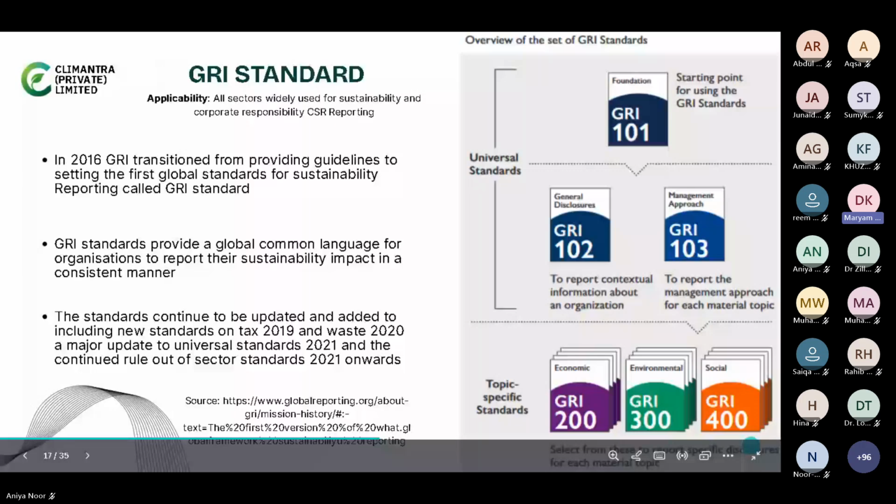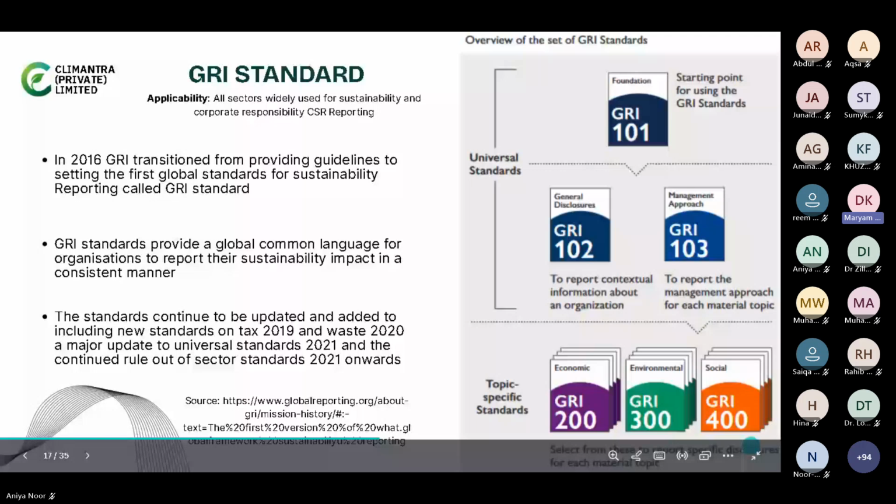Next is the GRI, which is the Global Reporting Initiative Standard. I hope you people have heard. Have you seen any textile industry sustainability report on this standard? Okay, I can share a sample with you as well. Yes, Nishat, Gul Ahmed, there are many textile industries which are reporting on this standard.